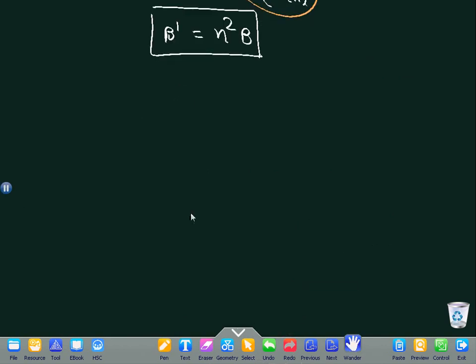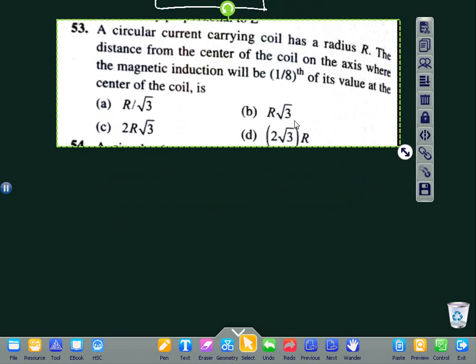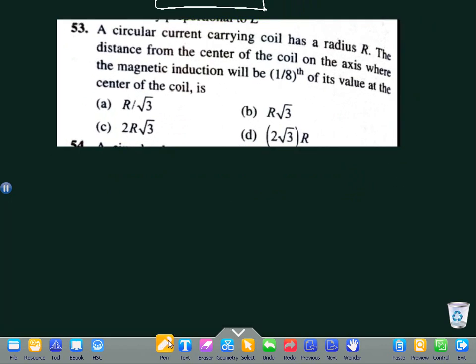Let's see another example. A circular current carrying coil has a radius r. The distance from the center of the coil on the axis where the magnetic induction will be 1 upon 8 times its value at the center of the coil. So here we have to determine the distance from the center of the coil on the axis.